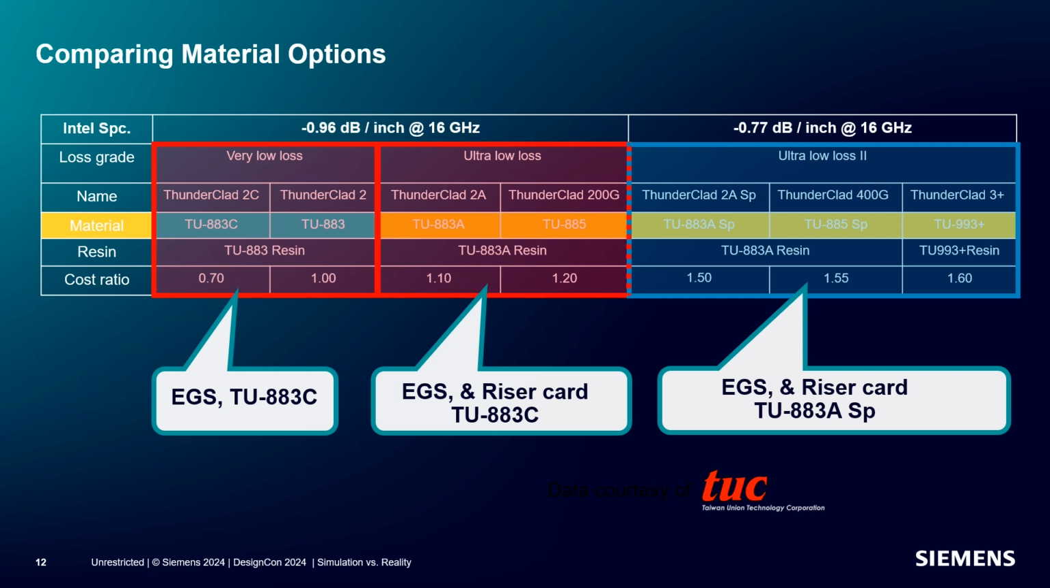One of the interesting things to note in this sheet is that while TUC doesn't list their prices, they do provide a cost ratio for the different materials. So we're going to be able to do a comparison on the performance of the materials based on their cost. Within this demonstration, we're going to focus on TU885 and TU883C specifically to perform the simulations.